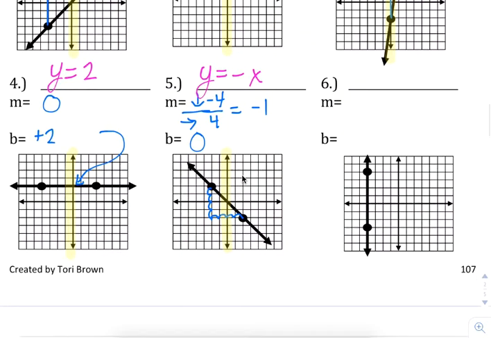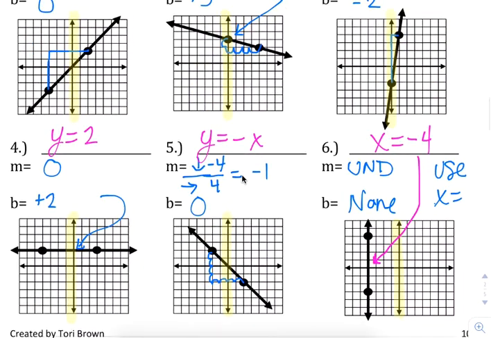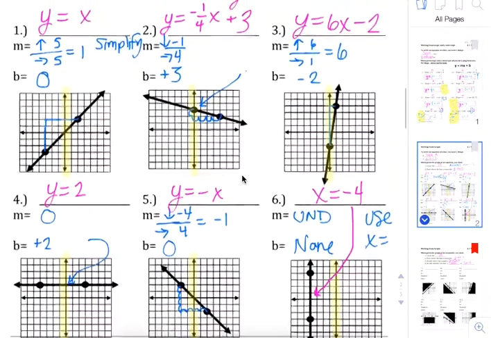Okay, number 6. Your slope is a vertical line, which means that we call that undefined. When you have undefined, remember that that means we're going to use an x equals. So I don't have a y-intercept. I never touched the y-axis. That's why we're putting the none. So if I grab my equation and I say x equals, well, how am I going to get that number? I'm going to look and say, what x did I hit? Well, I crossed over at negative 4. That is my equation.